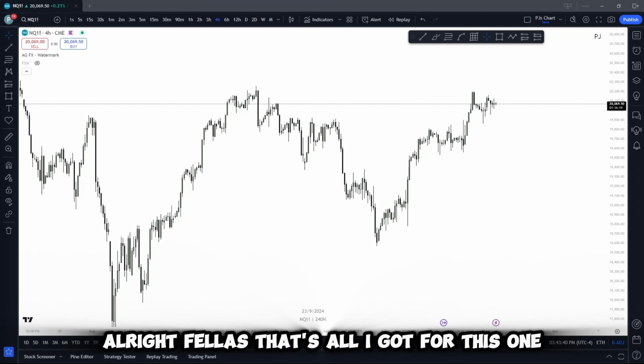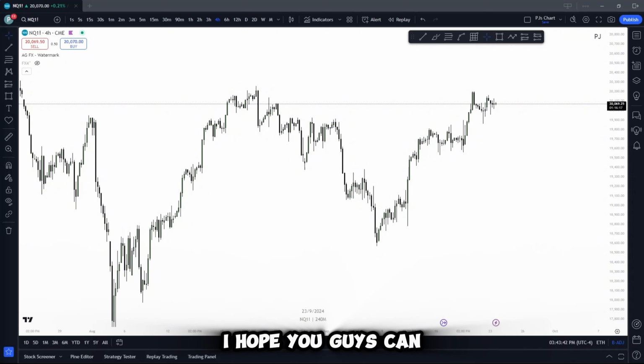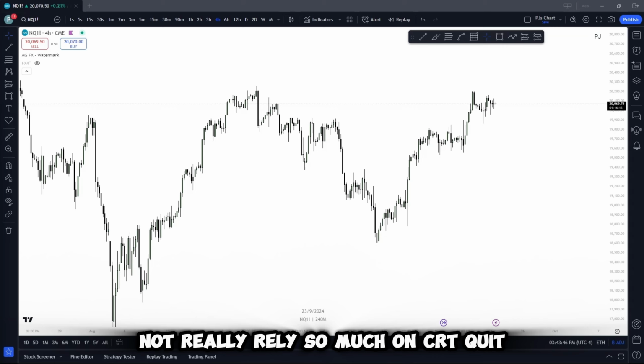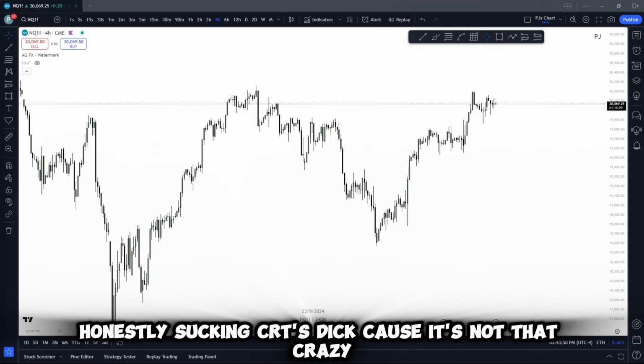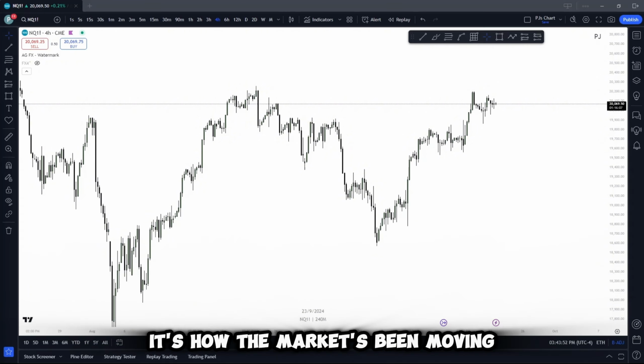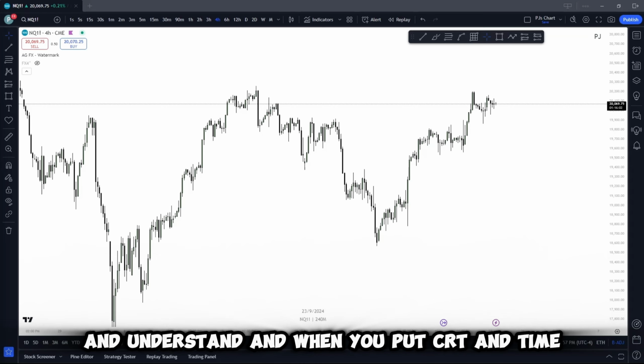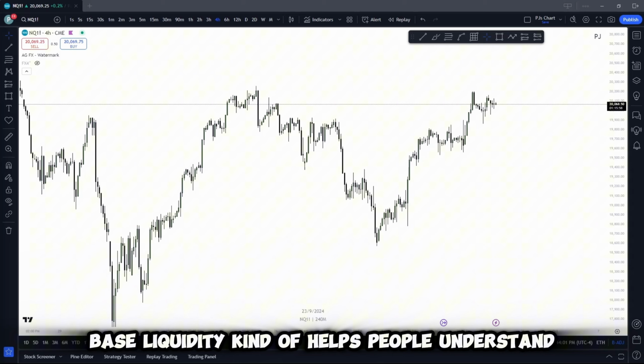Alright fellas, that's all I got for this one. I hope you guys can maybe change the way you see the chart, not really rely so much on CRT. Quit honestly overhyping CRT, because it's not that crazy. It's how the market's been moving. CRT is just a way to kind of visualize it and understand. And when you put CRT in time-based liquidity, it kind of helps people understand.